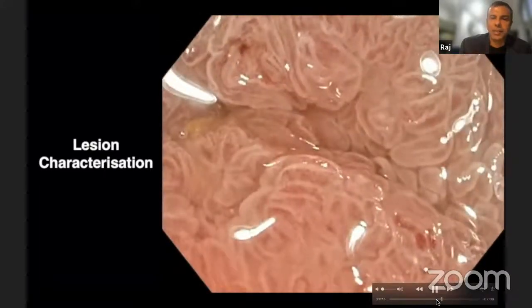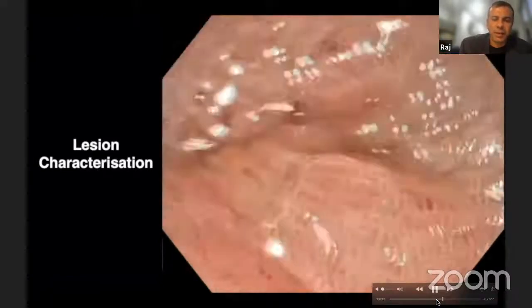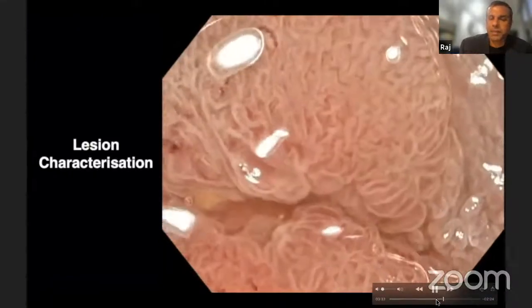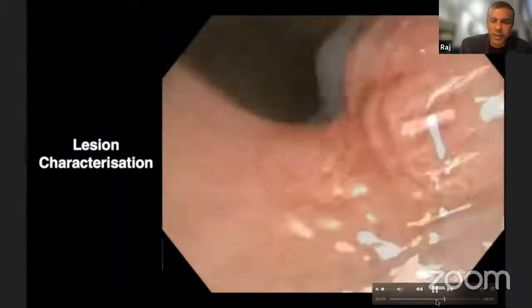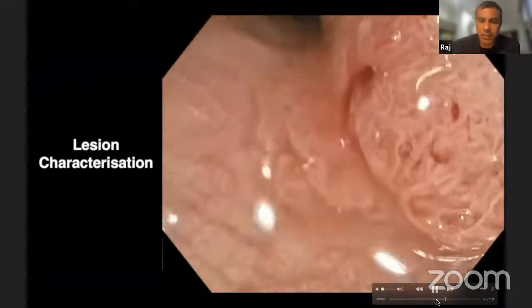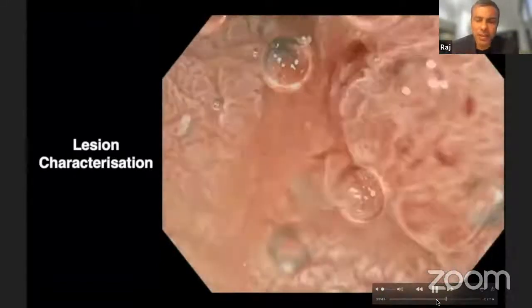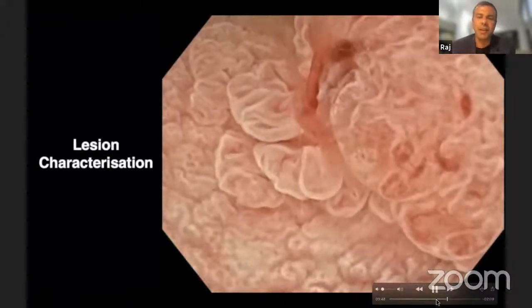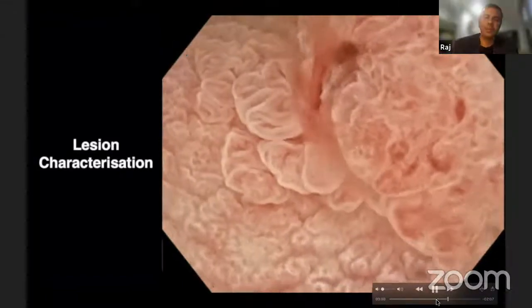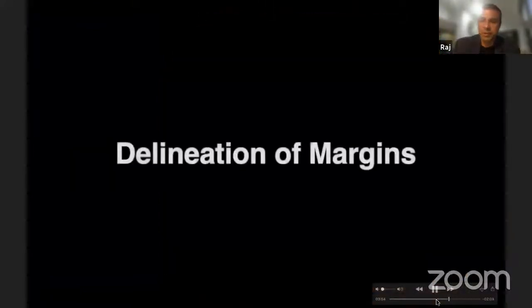You can actually see the pit pattern very clearly here in this large polyp, and that's in keeping with Kudo type 4. And with a bit of adjustment and underwater technique, you can actually see the normal pits on one side on the left, and the polyp which is on the right, as you can see there. So quite interesting as well.